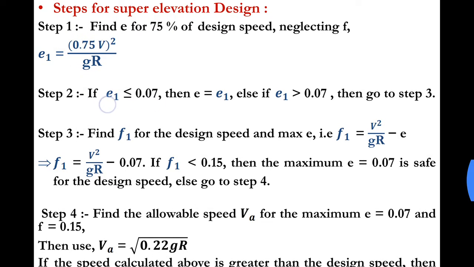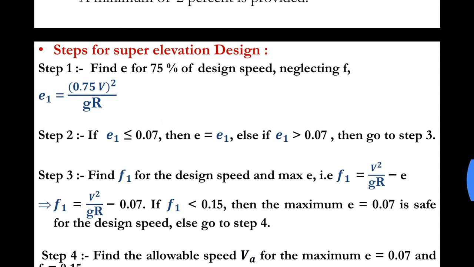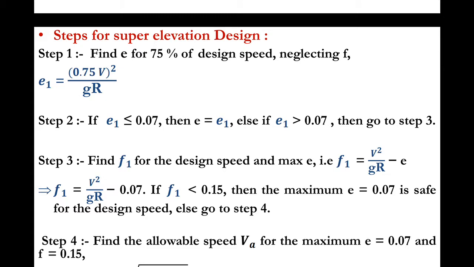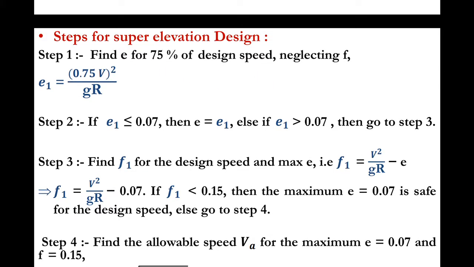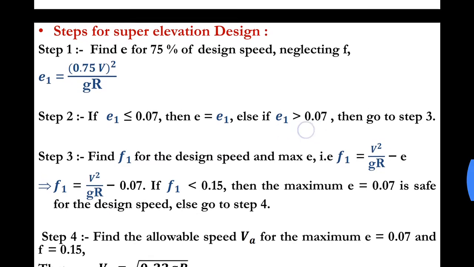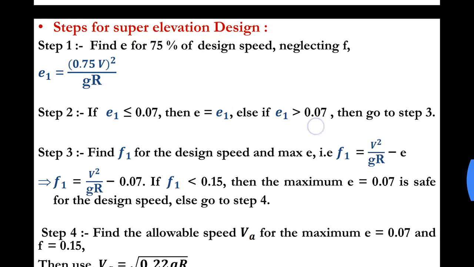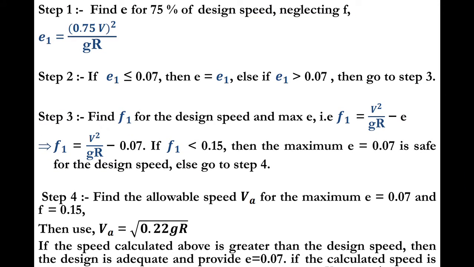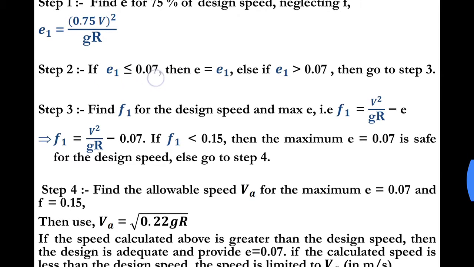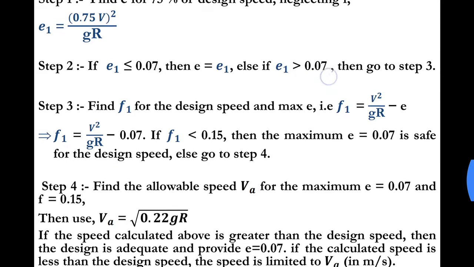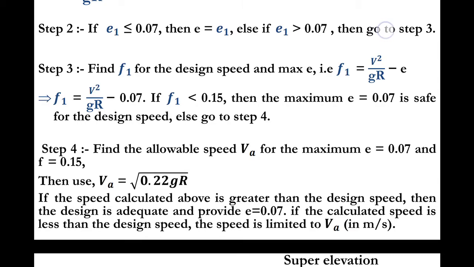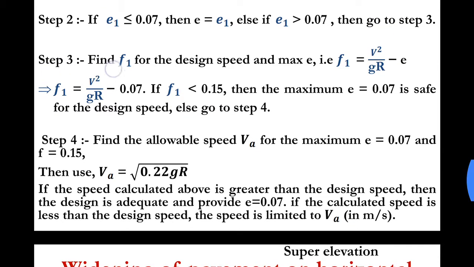Now if the value obtained here is less than 0.07, then the obtained E value is the required super elevation design value and we adopt it. But if the obtained value is greater than 0.07, then we need to move ahead. As we already know, the maximum value to be provided is 0.07. If it exceeds 0.07, then we go to the second step and provide maximum super elevation E of 0.07, and move to step 3.